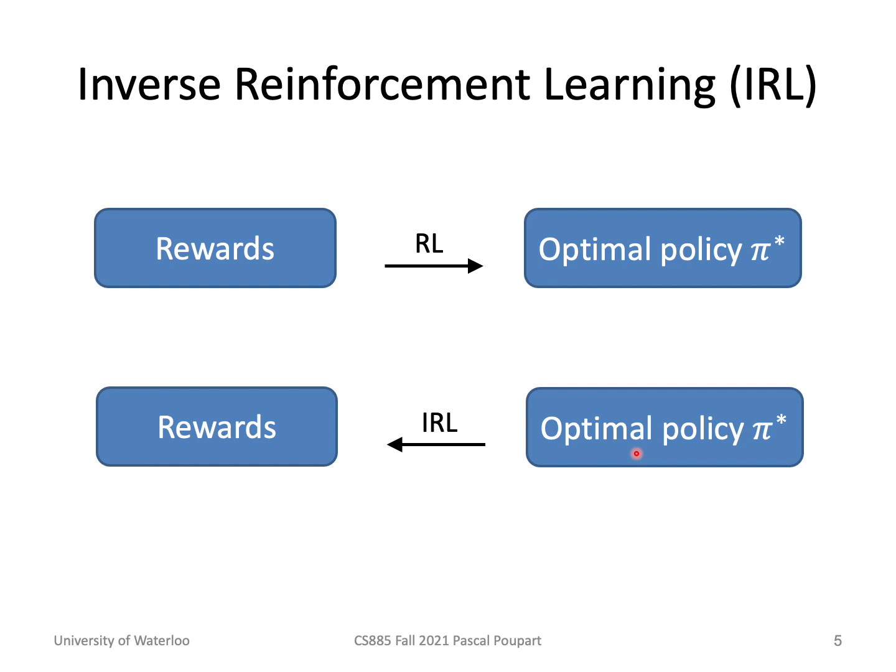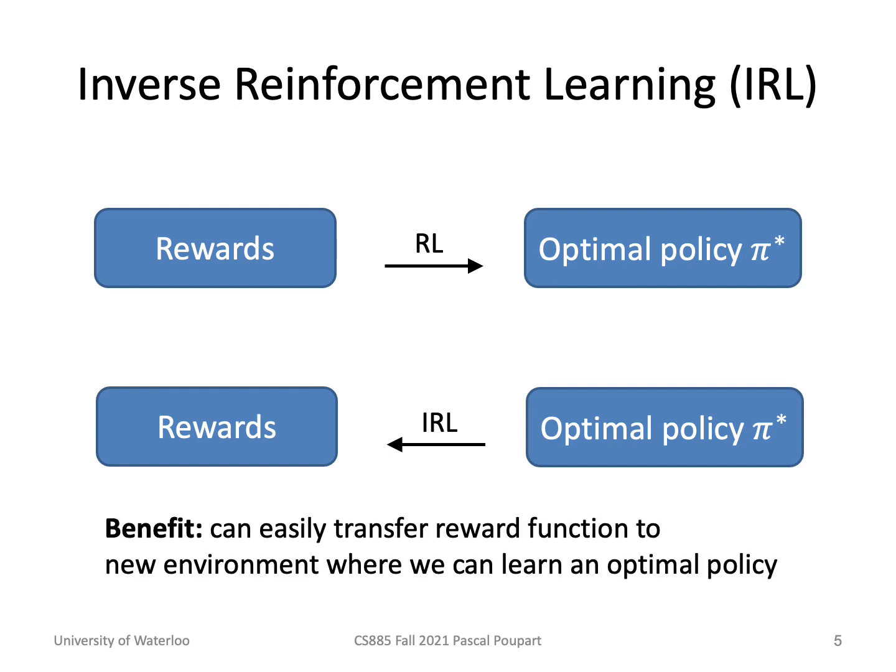And that could be in the form of a demonstration by an expert. And then based on this, we're going to try to infer what are the rewards that we're not able to observe. The idea here is that we're trying to find rewards for which the policy that we observe happens to be optimal. So the benefit of doing this is that now we can transfer the reward function to new environments.